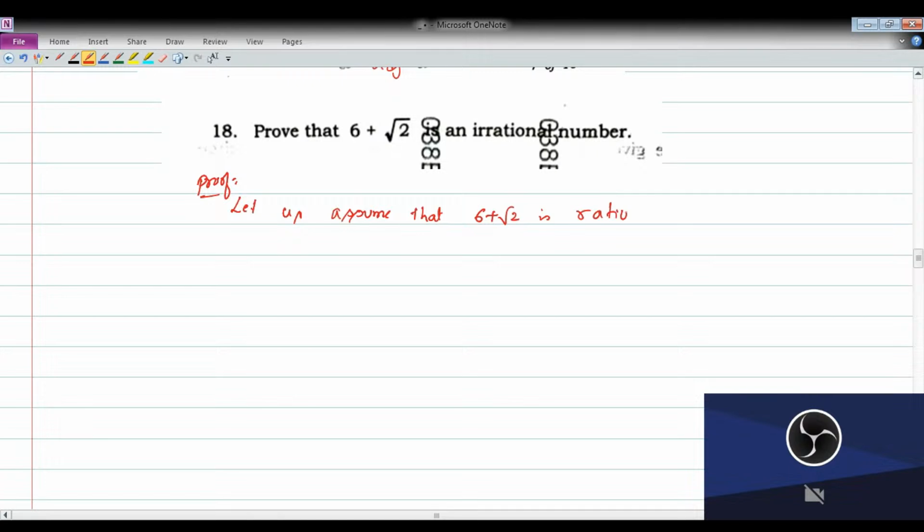So what should I do? First, take this as rational. Whenever this becomes rational, what happens? 6 plus root 2 will become in the form of p by q, where q is not equal to 0 and HCF of p, q is equal to 1.